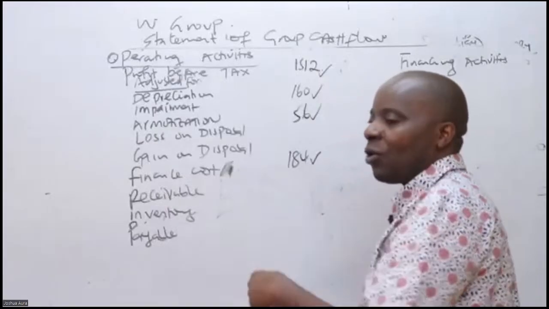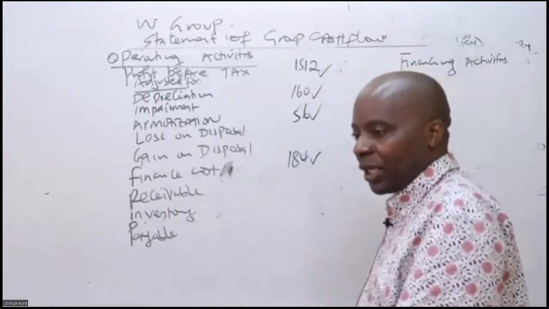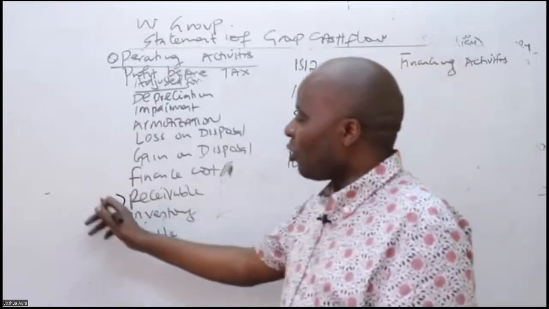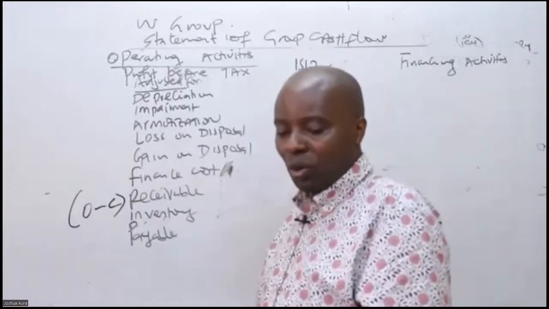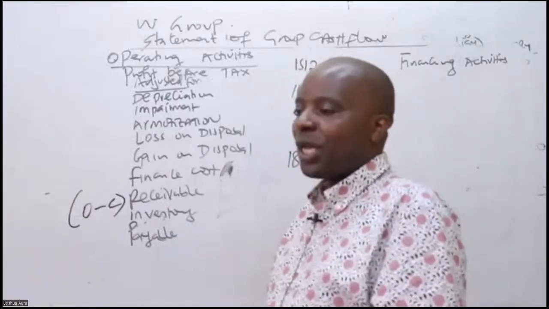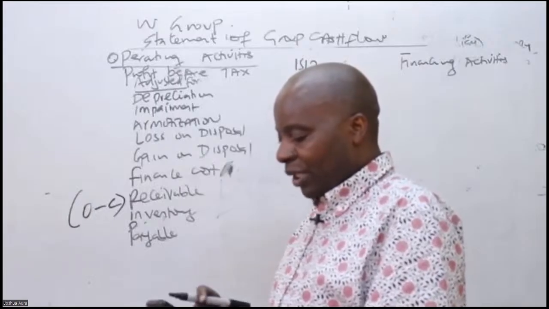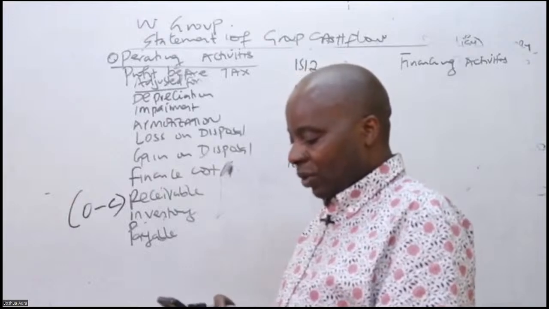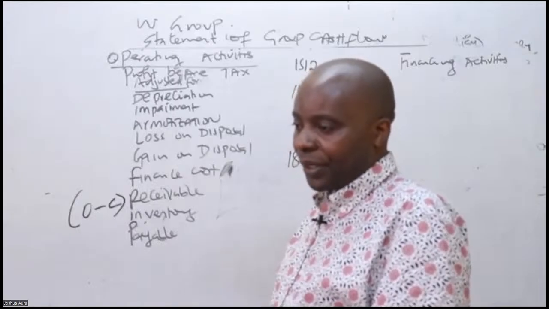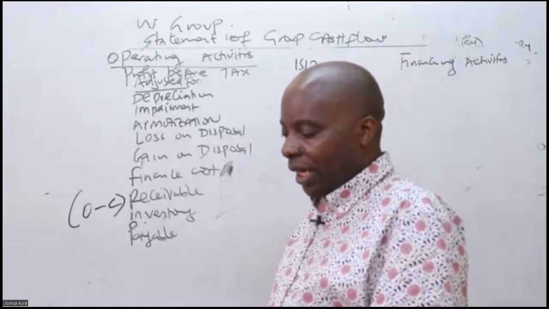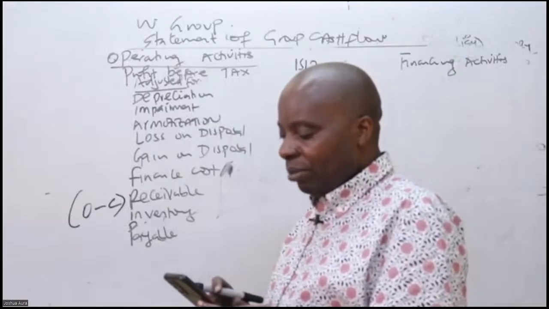Like receivable. How do I get receivable? These are working capital changes. Opening minus closing. Remember, for receivable, we normally talk of opening minus closing. So please go to your receivables and look for opening receivables. Is there anybody who is able to see the opening receivable? Remember, 2021 is the opening year and 2022 is the closing year.